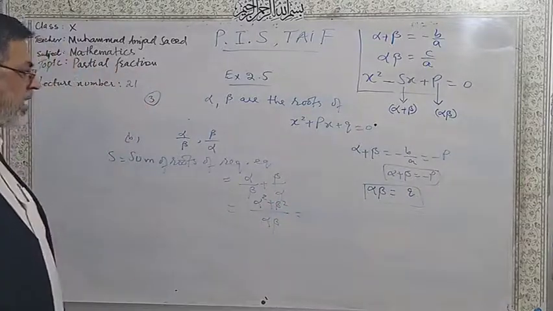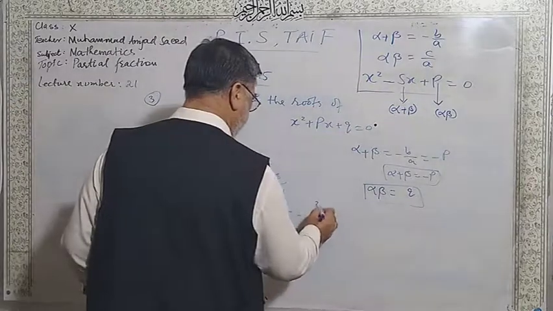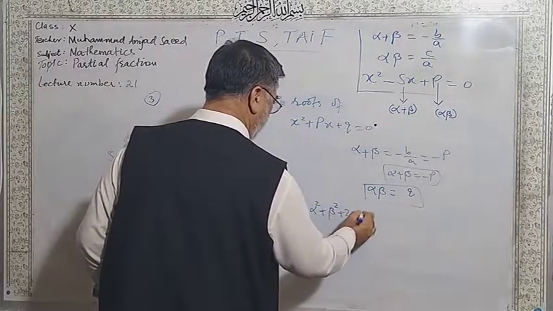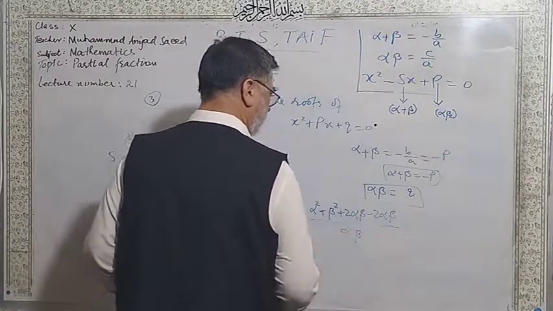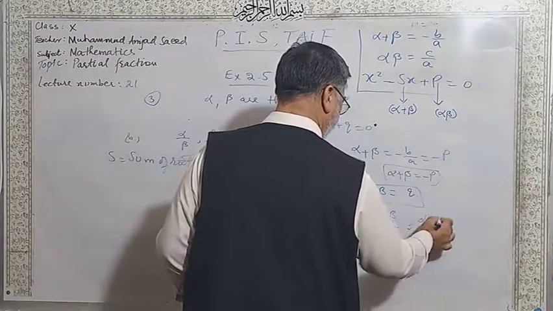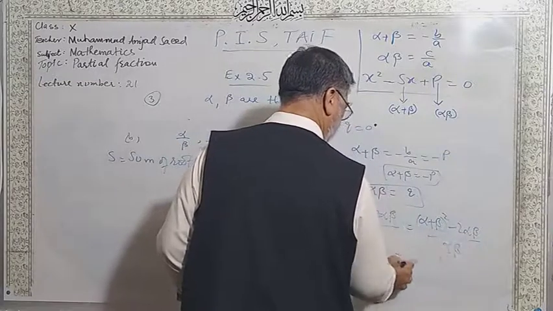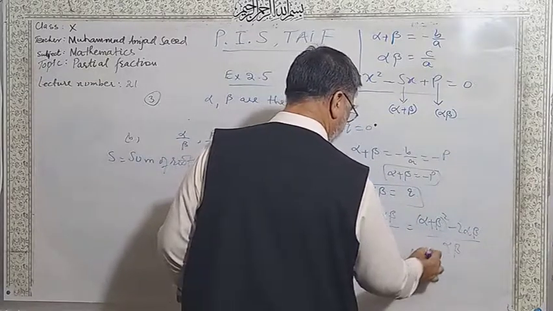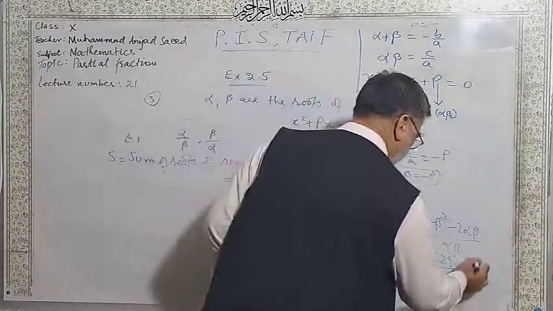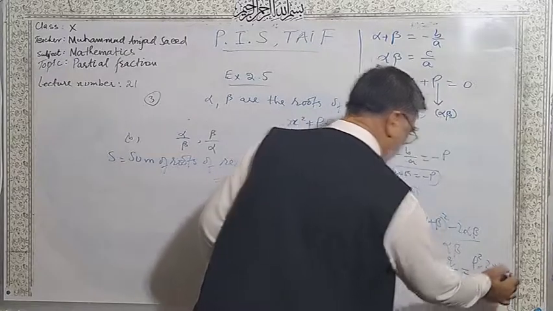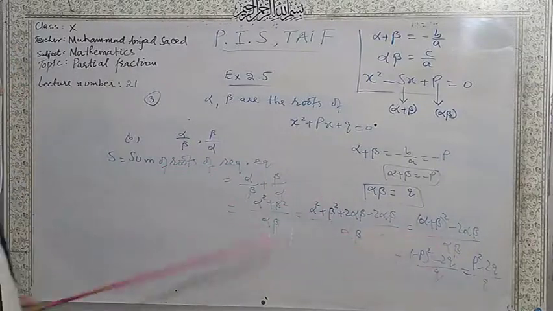Dear students, again you got this alpha square plus beta square. You have to complete the square: alpha square plus beta square plus 2 alpha beta minus 2 alpha beta, over alpha beta. Here alpha plus beta whole square minus 2 alpha beta over alpha beta. Here it will be minus p square minus 2q over q. This will be p square minus 2q over q. This is your sum of roots of the required equation.